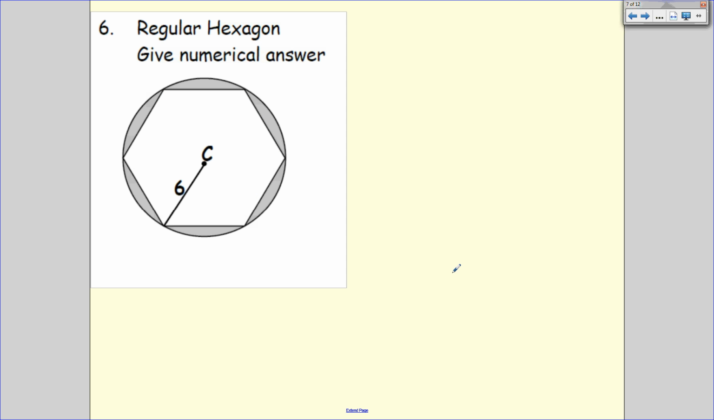Number six. It says you have a regular hexagon inside of a circle. So this is circle minus hexagon. Well, circle is pi r squared. And the hexagon is PA over 2, perimeter times apothem divided by 2. Well, the radius of the circle is 6. So this is pi, 6 squared, so 36 pi.